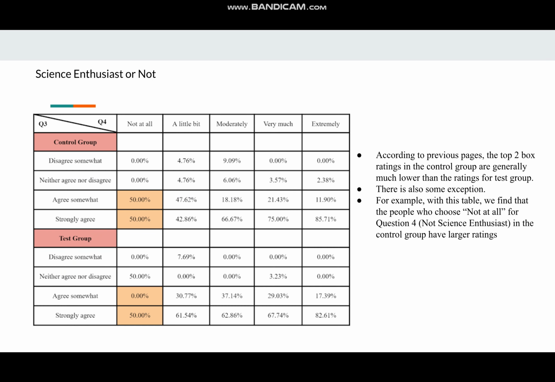But I also find some exception. In this table, I use question number 3 as example, and the subgroup I use is question number 4, which asks people whether they are enthusiastic about science. People who answer not at all actually in control group have higher rating than test group, which is different than the whole data set. Well, this is my study on the case.